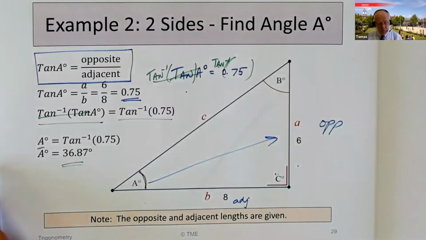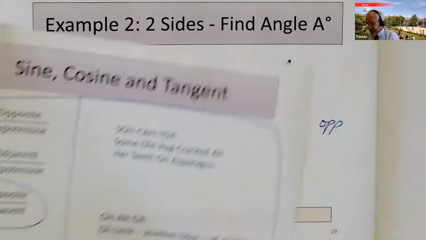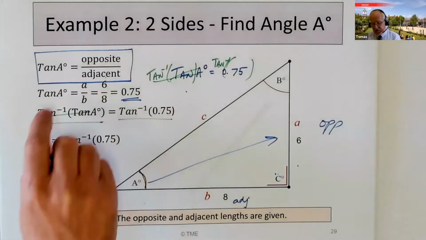Sometimes I can use the Pythagoras theorem. Sometimes I can use the trigonometric functions to solve it. So I didn't get the angle A first, I got the tan of it first.